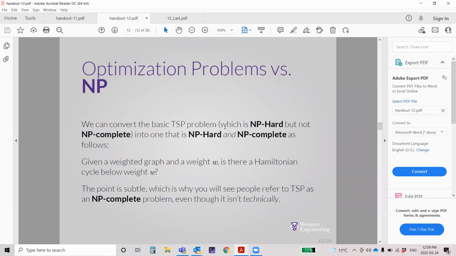So we can convert the basic TSP problem, which is NP hard but not NP complete, into one that is both NP hard and NP complete, as follows. Given a weighted graph and the weight W, is there a Hamiltonian cycle below weight W? This point is subtle, which is why you will see people refer to TSP as an NP complete problem, even though technically it is not.